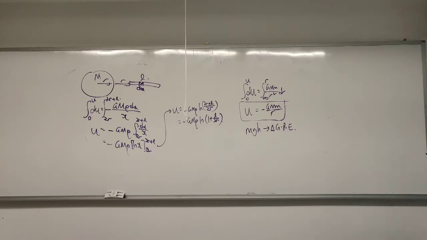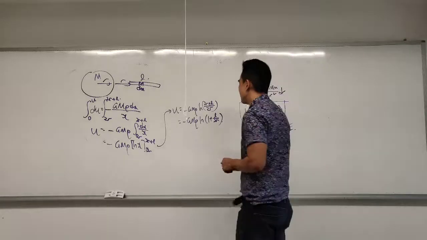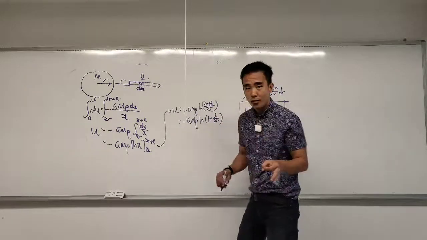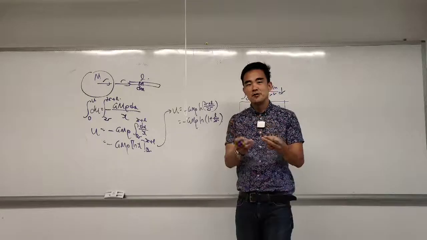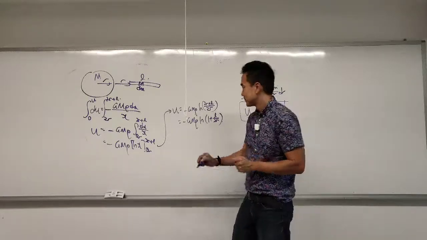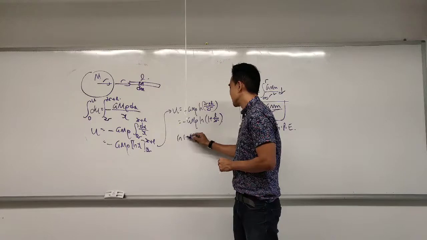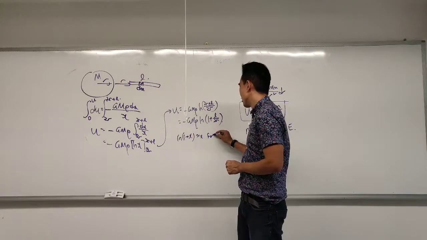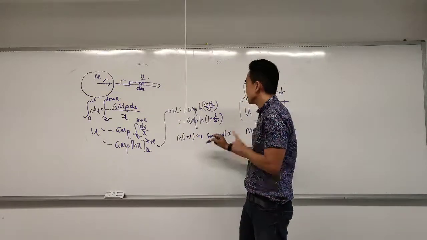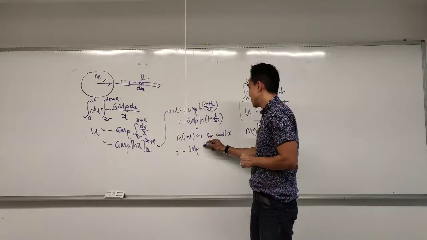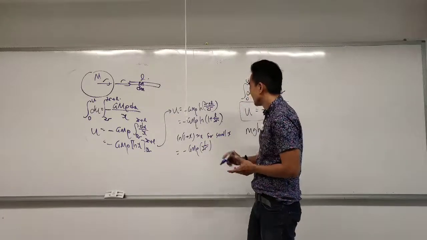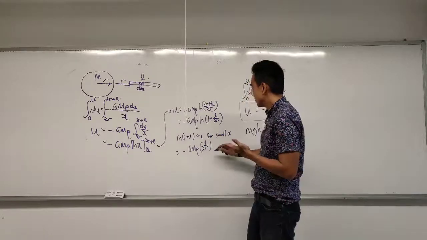Cool. Now, when the length becomes really, really small, this is where you need to know a little bit of mathematical approximation. You need to know that ln(1 + x) is approximately equal to x for small x. So therefore, if the length is small, this will become L upon 2r.